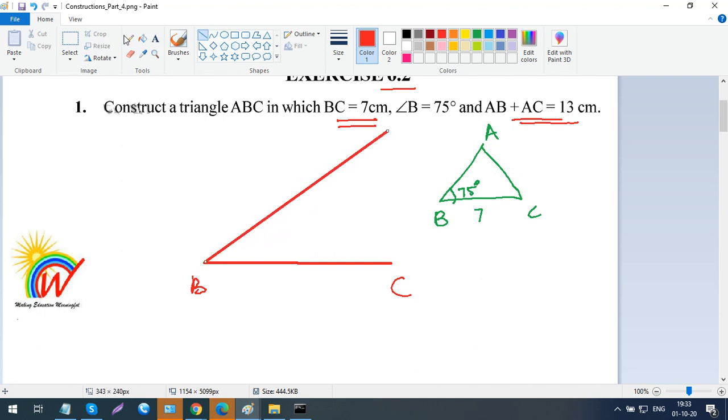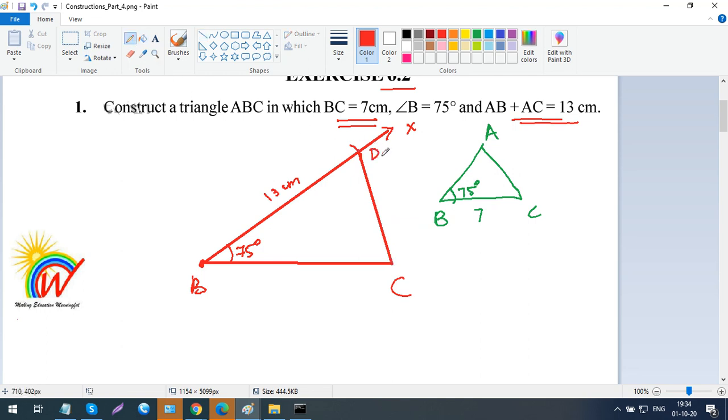Alright, so now let's say this is X, and this is 75. Now what you do, here they've given AB plus AC is 13. So measure 13 in your compass, keep the needle over here, and cut an arc of 13 centimeter over here. So this is 13 centimeter. Now join these two, the C and this. Let us name this as D.